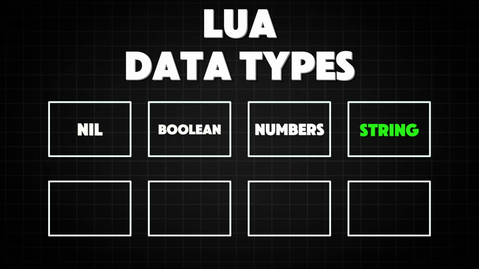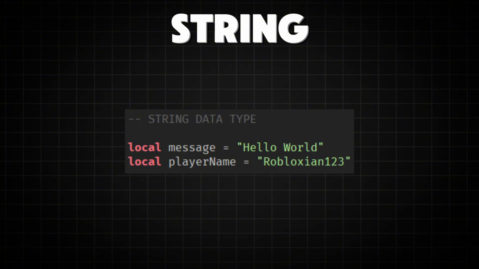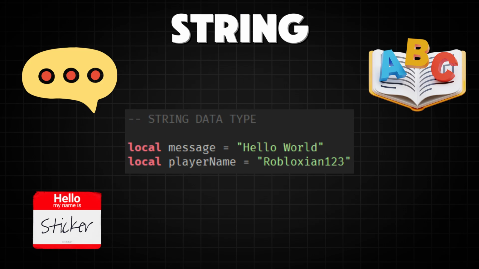Next up is string. A string is just text or a series of characters. If you want to store player names, messages, or any other text, you'll use strings. Think of strings as the way you store words in your game, like when players type in chat or when you're naming your awesome sword.